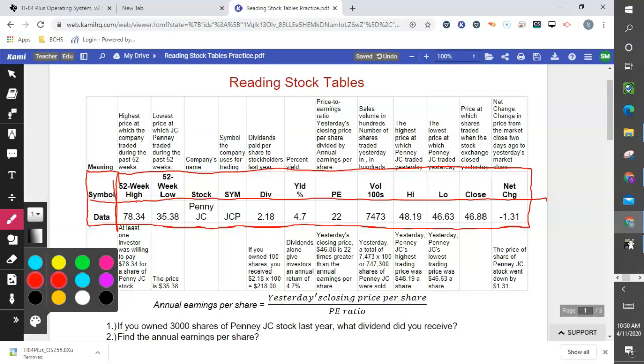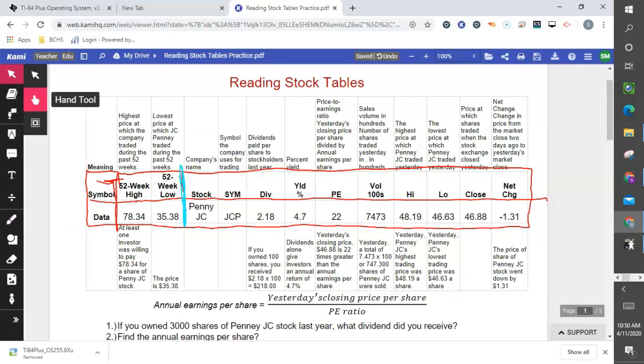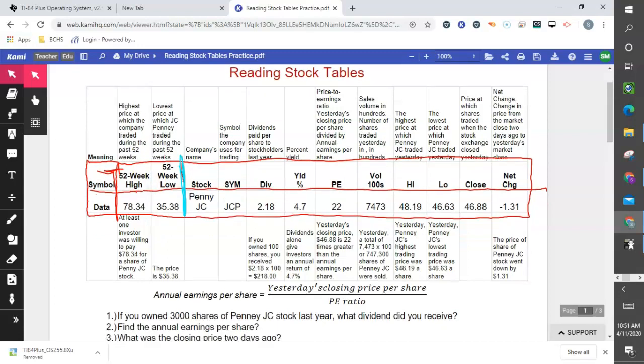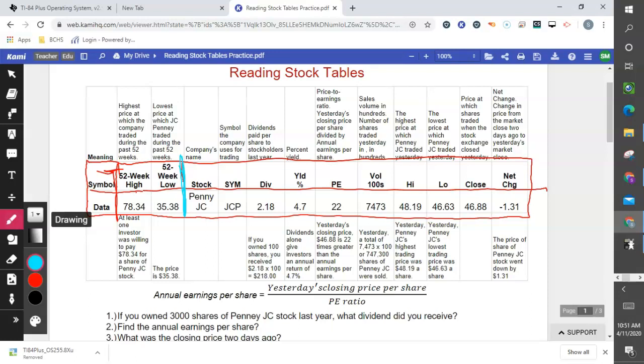The top gives you all the symbols. This part on the left talks about 52 weeks. Okay, 52 weeks. So this is telling us how much the... I lost my pointer, but anyway, the first part of the table is the 52 weeks. You can see the 52 weeks.